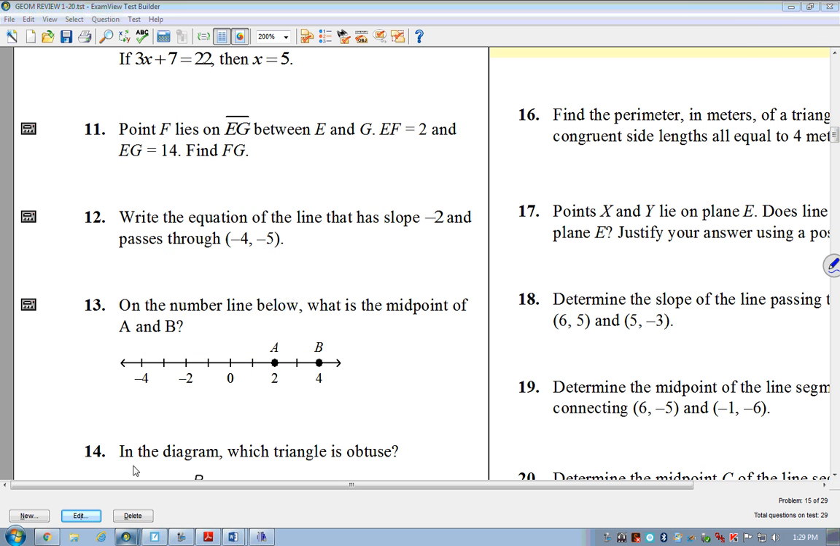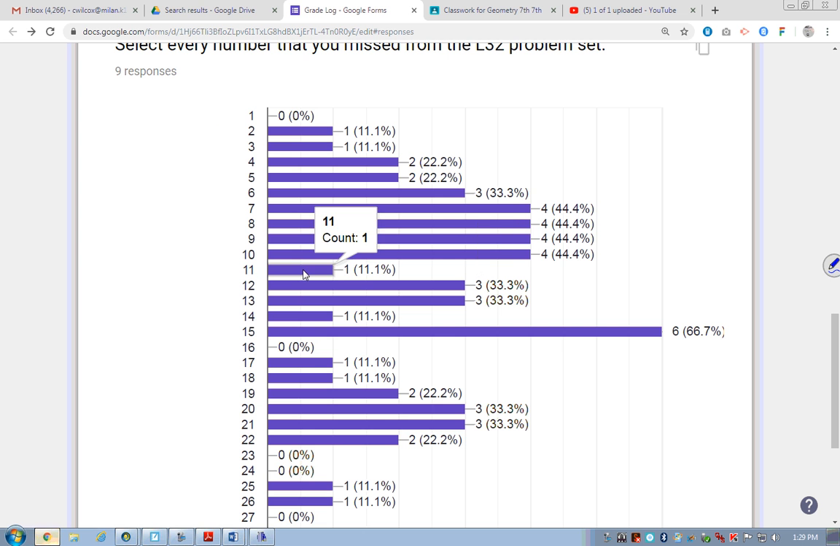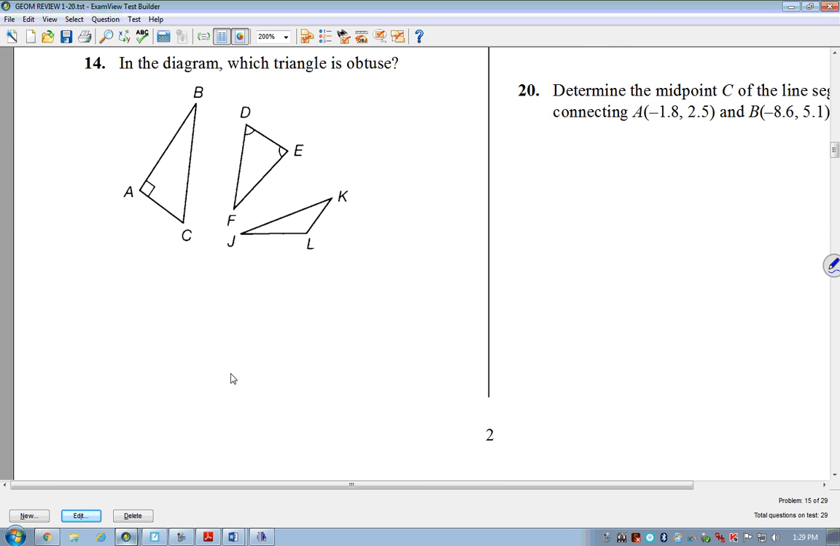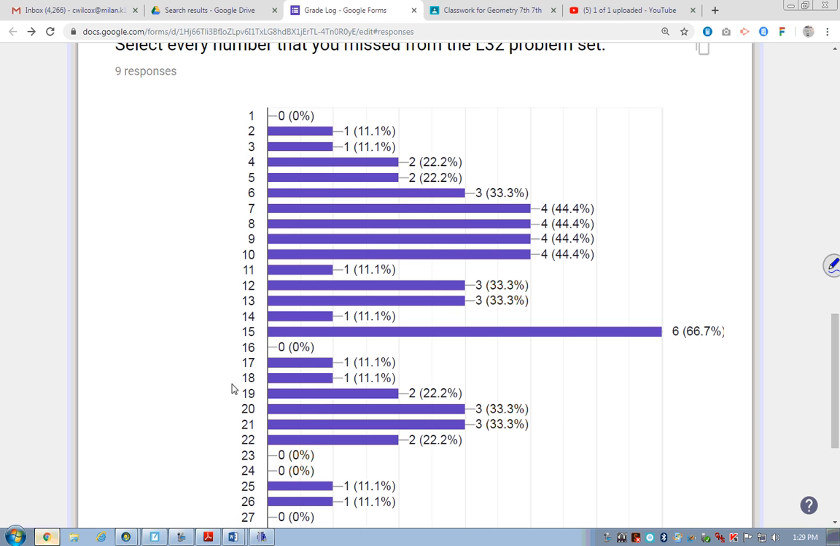All right. What else did we need to look at? Let's go back to our list. So we did 2, 3, 11, 14. Looks like our next one, 14. In the diagram, which triangle is obtuse? JLK. Yep. All right, DEF is acute. ABC is right. Should be easy enough questions here. What else is in here? 14, 17, 18.